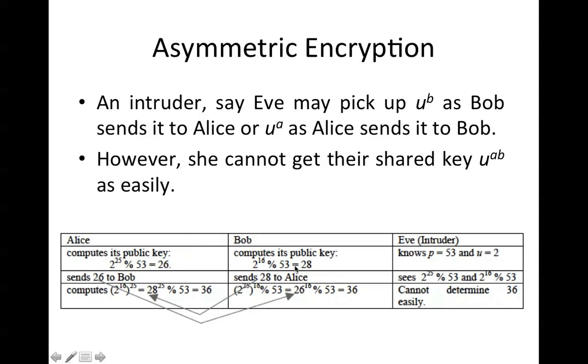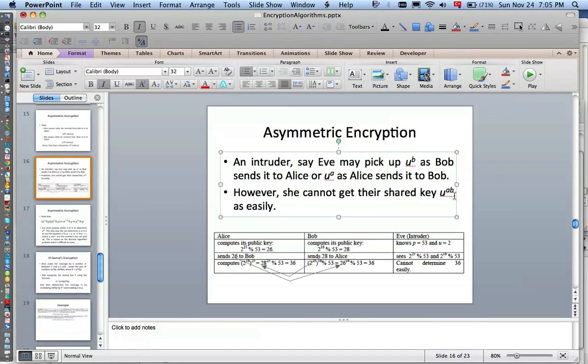And Bob does the same here, except that his private key is 16, and so he powers 2 to that number, and then basically mods it to P, which is 53, and he gets 28. And then this goes to Alice. So Alice takes that number and then powers it to her own private key, modded to 53, and this is exactly this number, U raised to A times B. Again, all of this must be mod P, and that's what she computes.